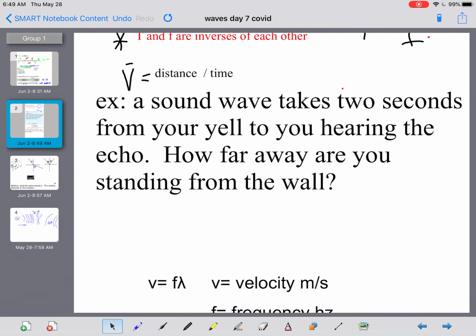We have a sound wave, and it's going to take 2 seconds from your yell to you hearing the echo. So how far away are you standing from the wall? So stop the video, solve the problem.